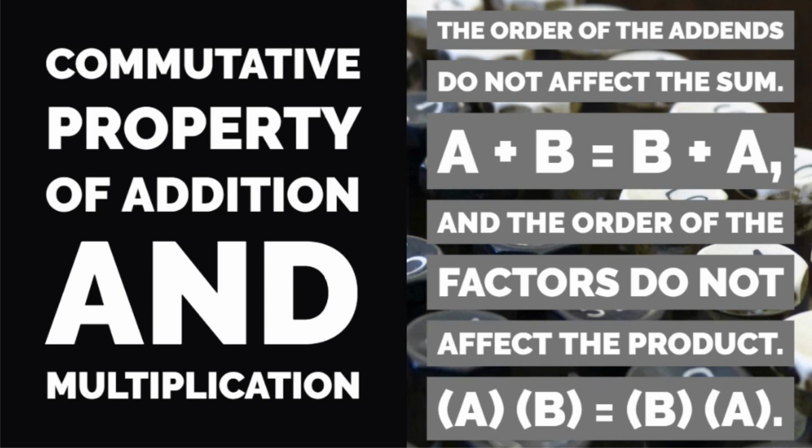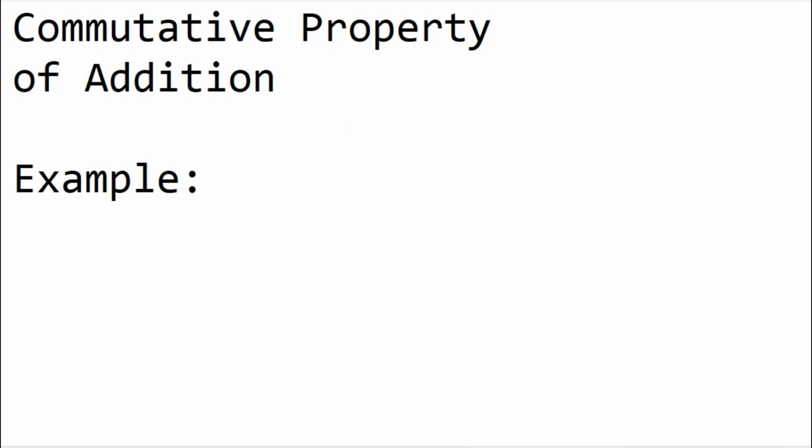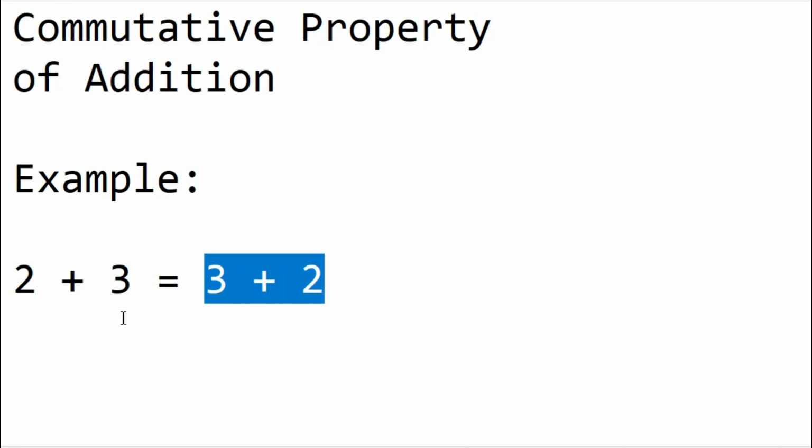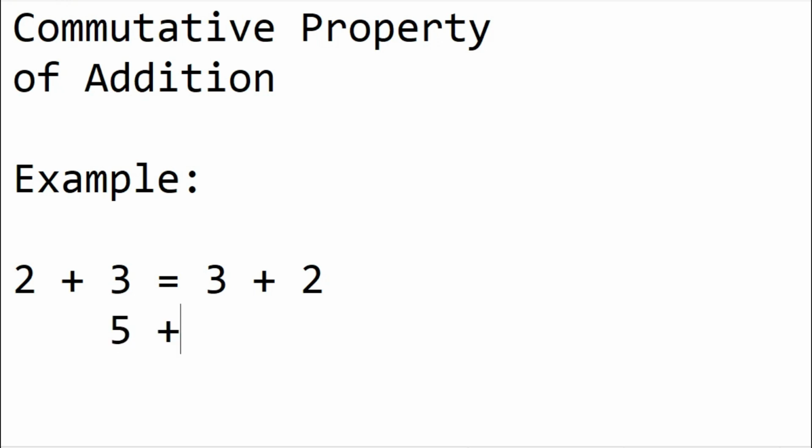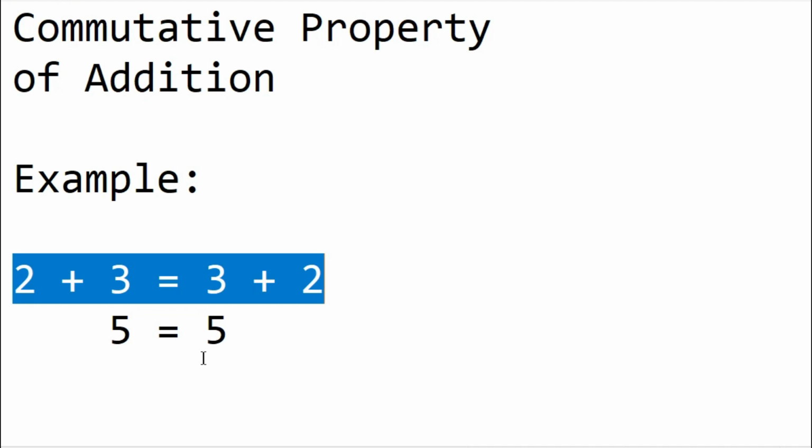Magbibigay ako ng halimbawa para dito sa commutative property of addition and multiplication. Para sa halimbawa ng commutative property of addition, okay, so mayroon tayong 2 plus 3. Then, sa other side of the equation, mayroon tayong 3 plus 2. So, 2 plus 3 guys is equals to 5. Tapos sa kabila naman, 3 plus 2 is also 5. So, makikita nyo na pareho ang kanilang sagot kahit na nagkapalit ang kanilang order.